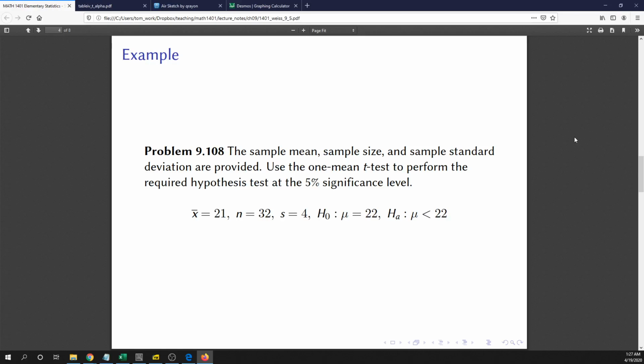So our sample mean, x bar, is 21. Our sample size is 32. Our sample standard deviation is 4. And our null hypothesis is the population mean mu equals 22. Our alternative hypothesis is that the population mean mu is less than 22.